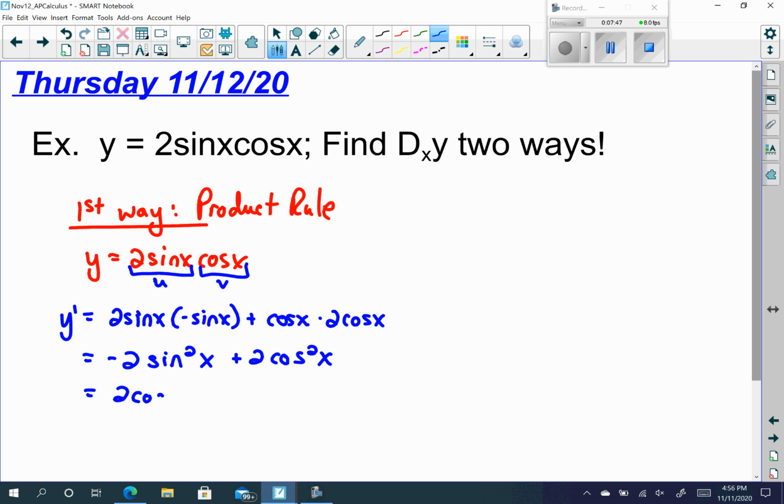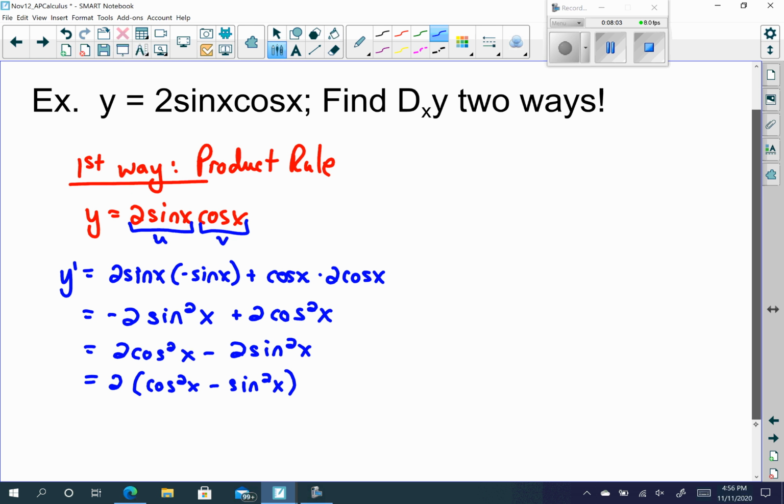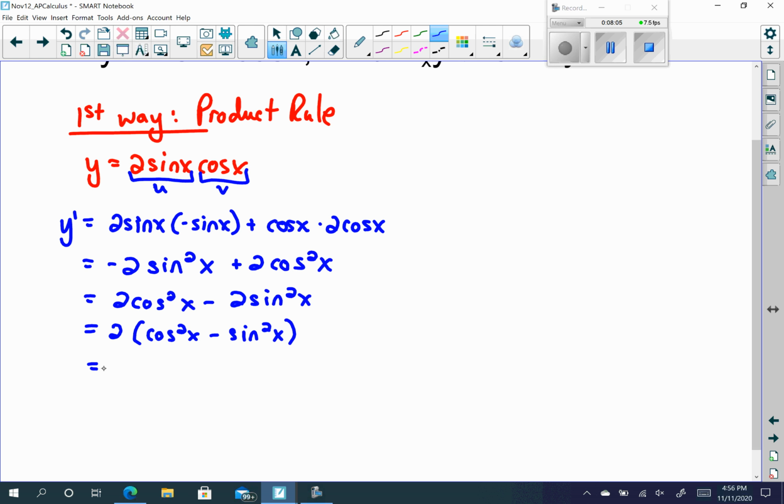I always just like to have the positive term first. And then, seeing this way, we can factor out a 2, and then we're left with cosine squared x minus sine squared x. Now, is cosine squared x minus sine squared x of importance? Is it an identity? If you need to, look into your trig essentials packet, but yes, it is. It's actually cosine of 2x.